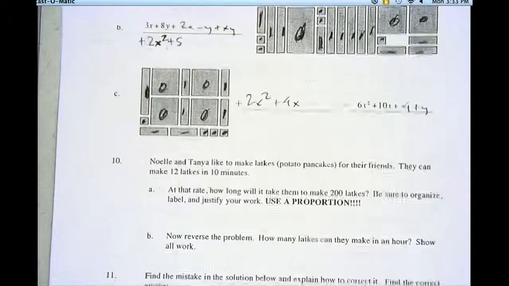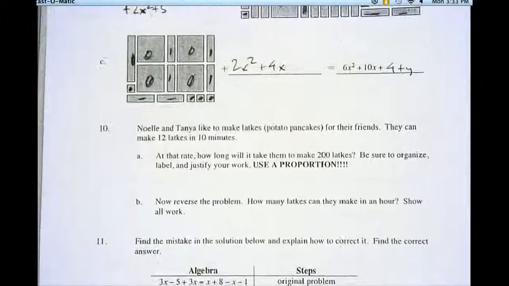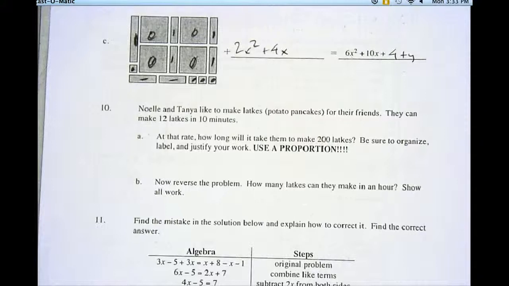Okay, let's do the next one. Now the next ones are proportions. Noelle and Tanya like to make latkes, potato pancakes, for their friends. They can bake 10 latkes in 10 minutes, or 12 latkes in 10 minutes. At this rate, how long will it take them to bake 200 latkes?